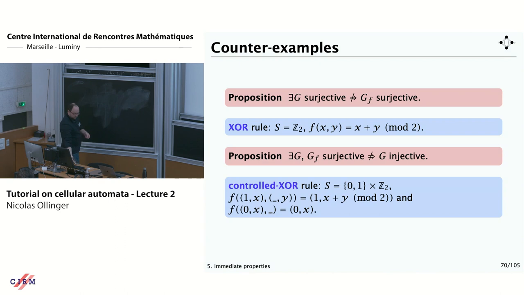It's quite easy to construct a preimage for a configuration. So let me do it in dimension one because it's easy to do it like that. Imagine that every cell looks at the cell on its right. Given x and y, it computes x plus y modulo 2, with two states like that. Then if you take any configuration, you can easily construct a preimage. You fix one cell in the middle with the value you want, be it 0 or 1. And then you just use the permutivity of the addition to fill the rest, right?